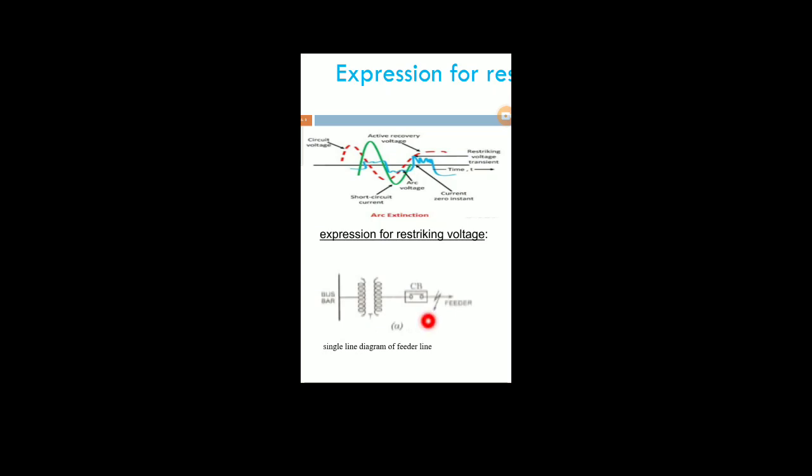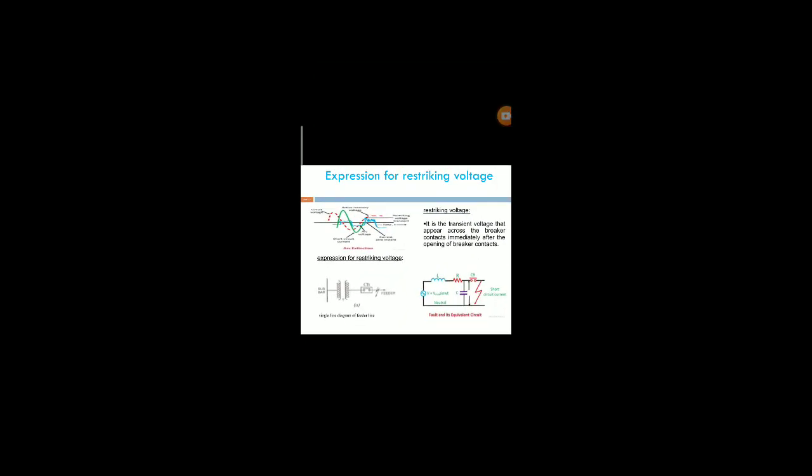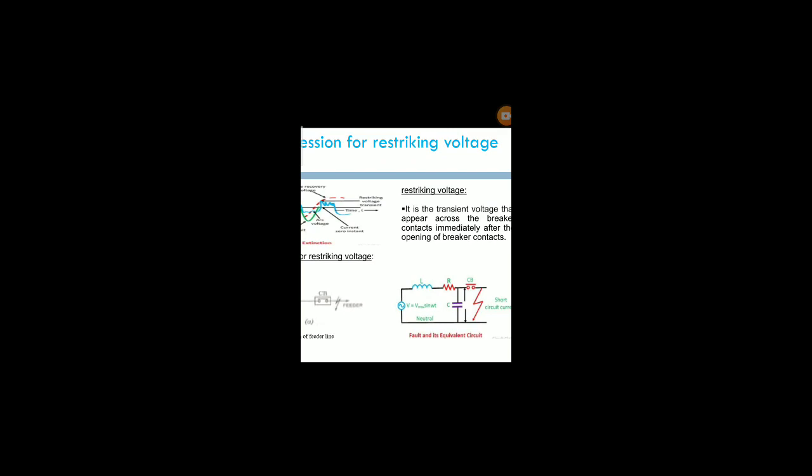Next, this is the single line diagram of a feeder line. This is a bus bar. To it we connect the transformer, and this is the line. In this line we connect the circuit breaker. Suppose a fault is obtained at this point.